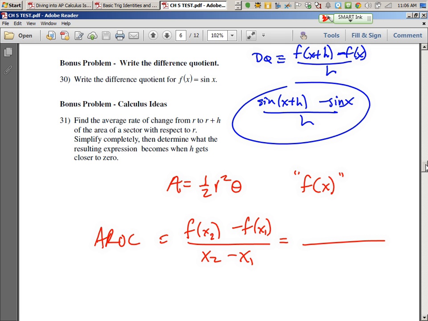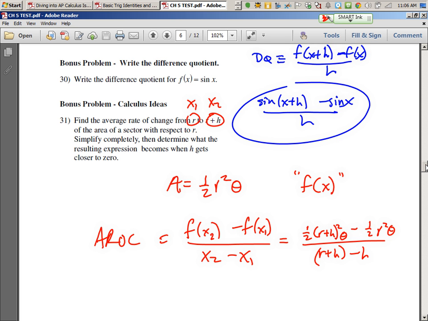So the area function at r plus h would look like this, 1/2 r plus h squared theta. That is the area function with r plus h inserted. That is 1/2 r squared theta with r plus h in it. Minus 1/2 r squared theta, that's just your f of x1. All over r plus h minus r, because those are the two x's they gave you. This is your x1, this is your x2. See?